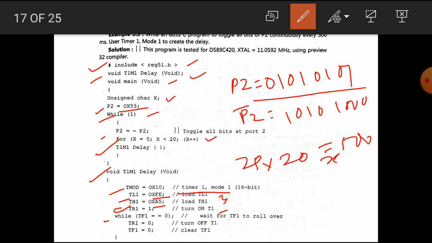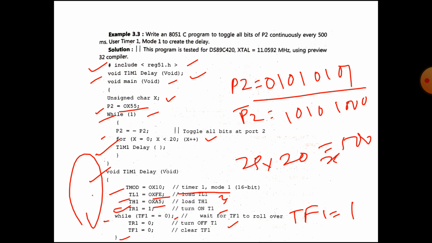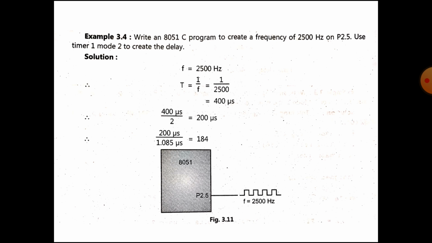Then while TF1 equal to 0, now monitor the TF1 flag. If the TF1 flag sets, then stop the timer, TR1 equal to 0, and clear the TF1 flag. Okay, then this execution repeats. I hope you all understand the program here. Now let's see the next program.